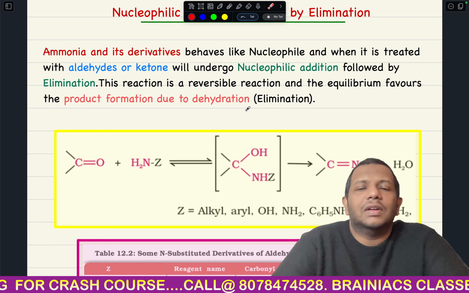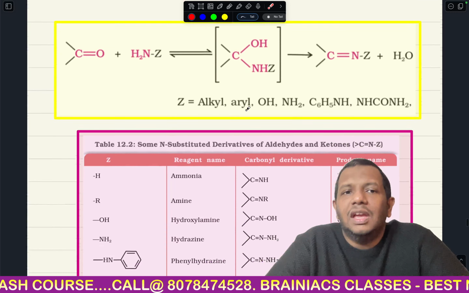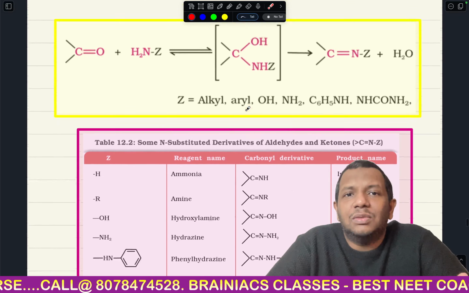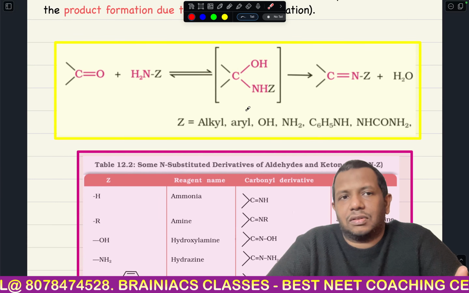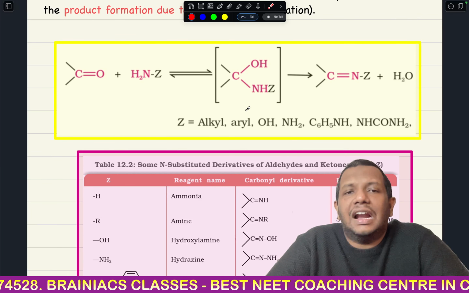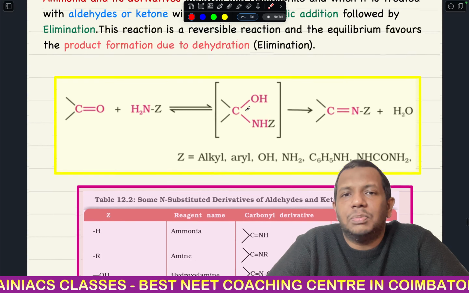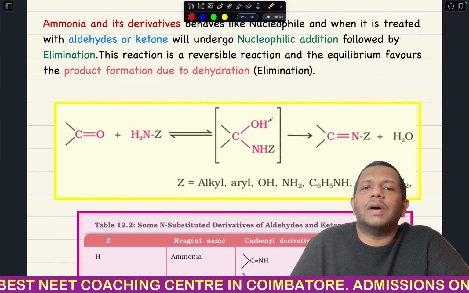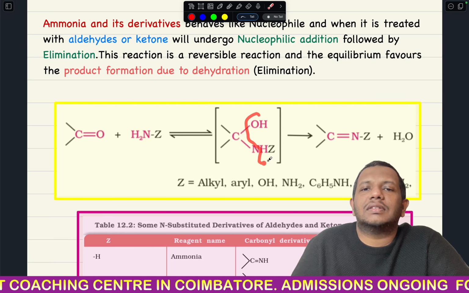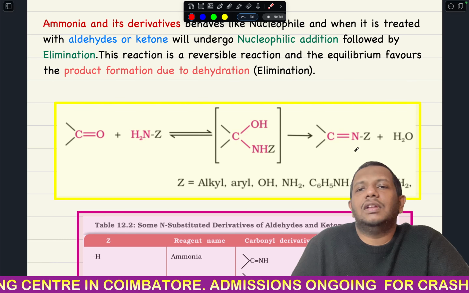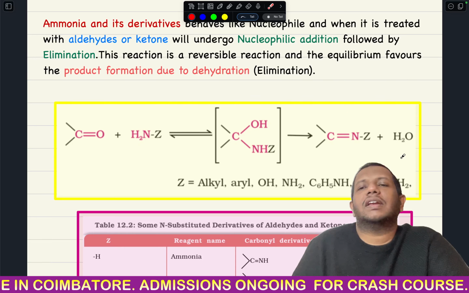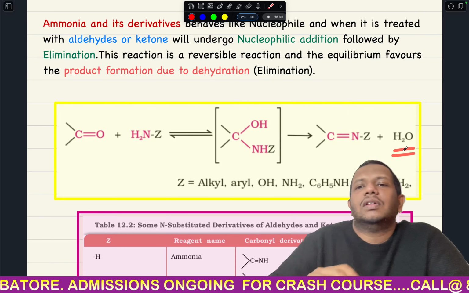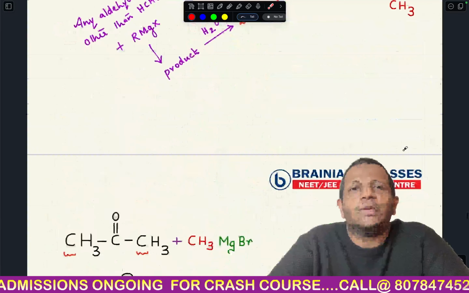So let's see, it's very simple. If ammonia or its derivatives are given in a reaction and react with an aldehyde or a ketone, surely the mechanism would be what? First you get the nucleophilic addition product, followed by removal of water, H2O. Then you will get a double bonded product like this. Water is eliminated. Very simple. Now from the options you can find the answer.